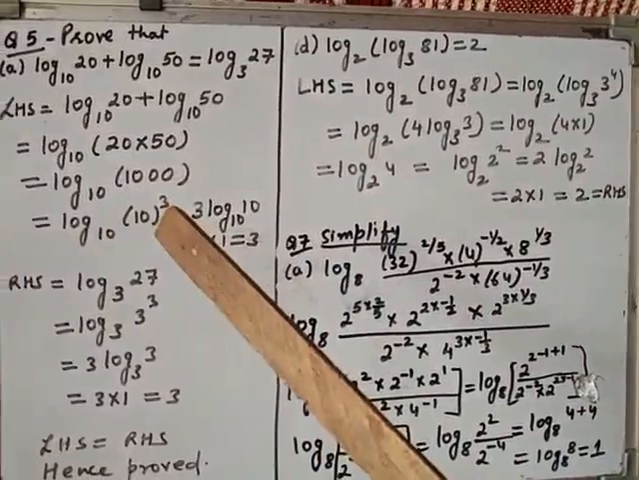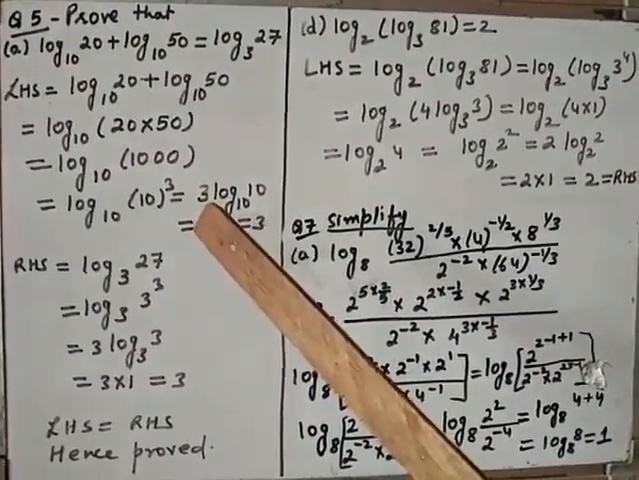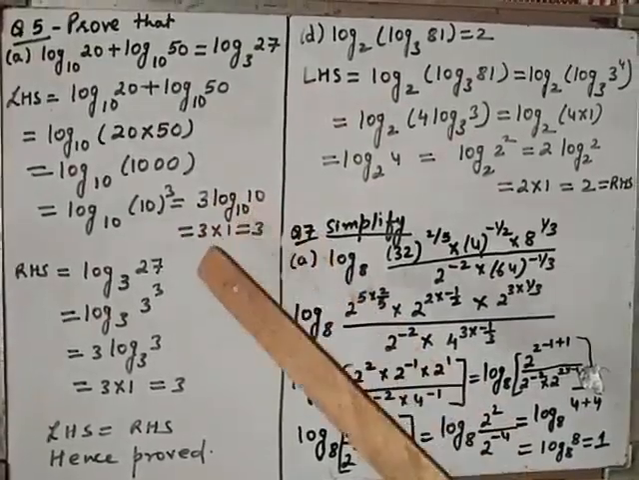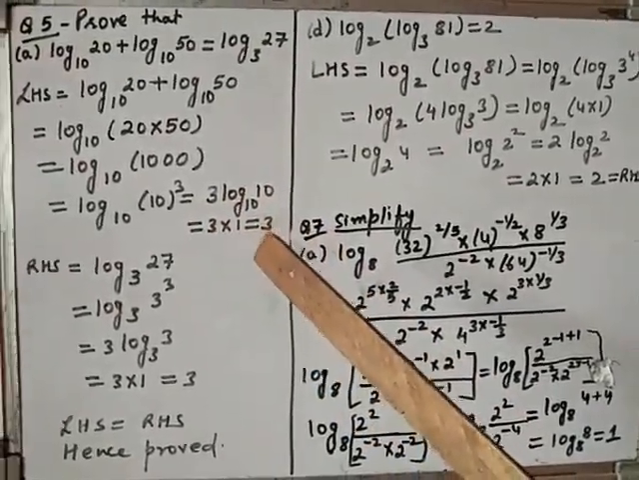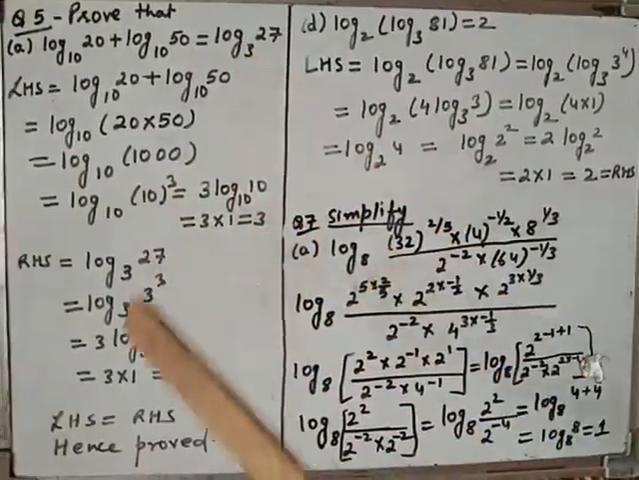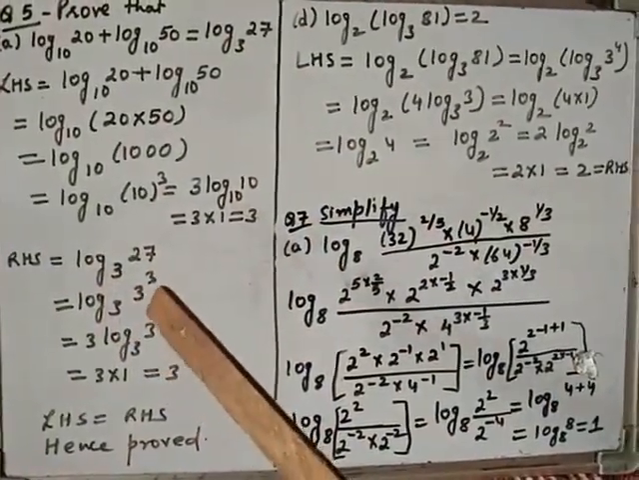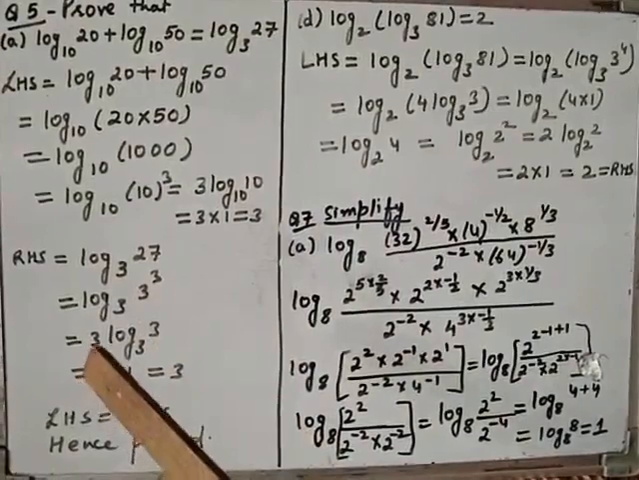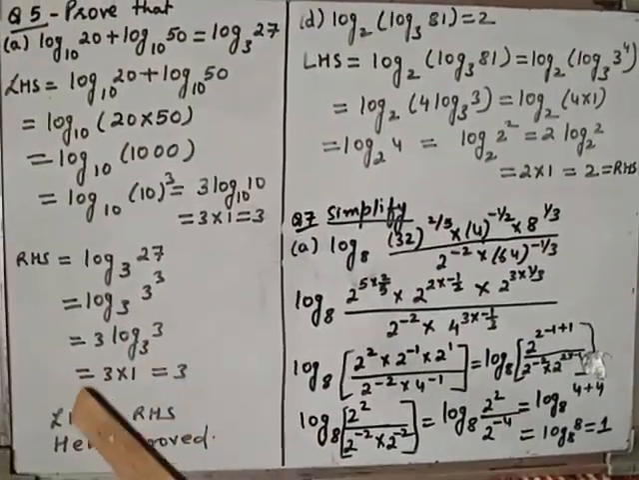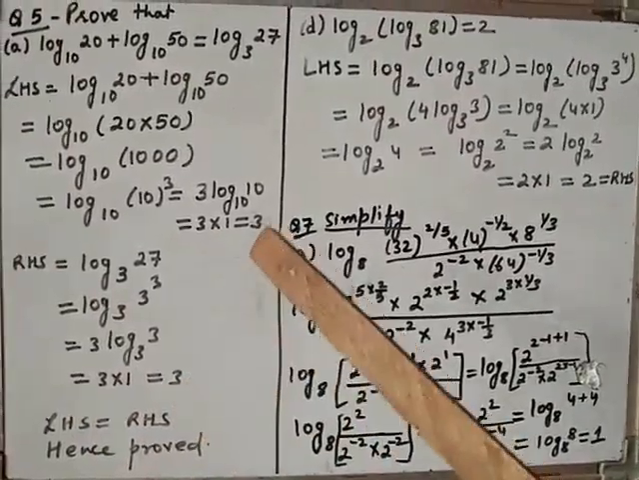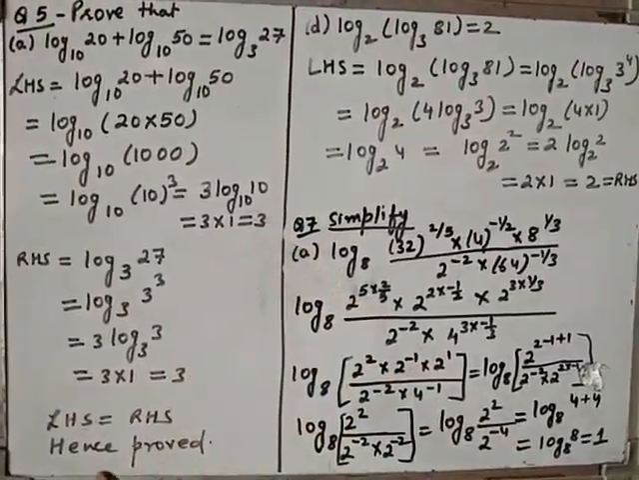Now according to the third law of logarithm, this 3 comes in front. 3 log to the base 10 of 10, and log to the base 10 of 10 is 1, so 3 into 1 is equal to 3. Now we take the right hand side, log to the base 3 of 27. 27 is written as 3 cube. This 3 comes in front, 3 log to the base 3 of 3, which becomes 3 into 1, which is equal to 3. Now what we are observing is that the left hand side is equal to the right hand side, hence proved.